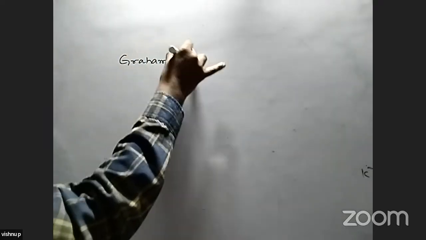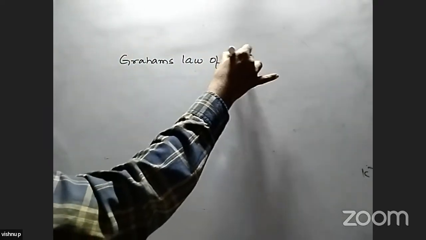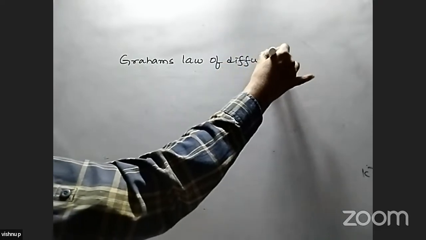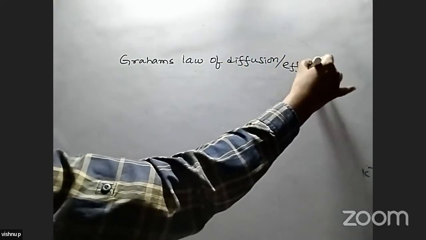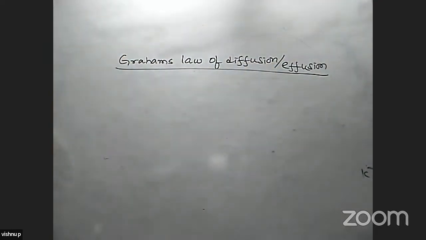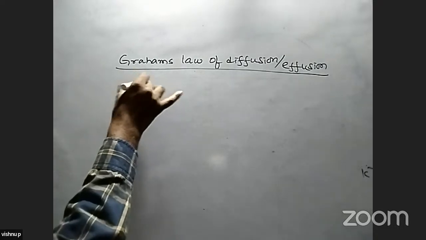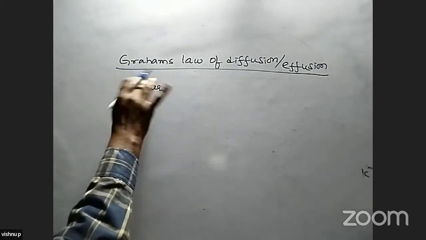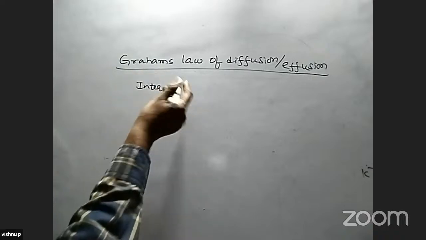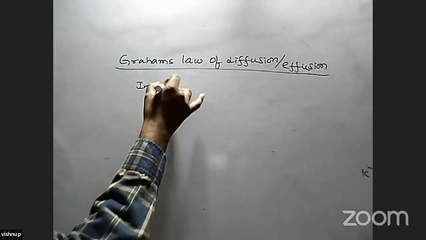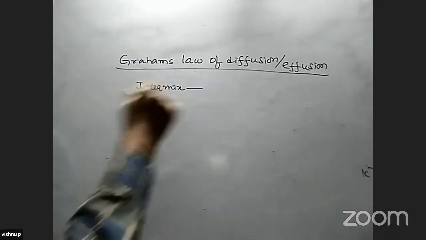And the next gas law is Graham's law of diffusion or effusion. What is this Graham's law of diffusion or effusion? First, gases show one property, intermixing. In between gases, there is more space, so one gas can move to the other side, and in the spaces between, the other gas mixes. Intermixing is called diffusion.